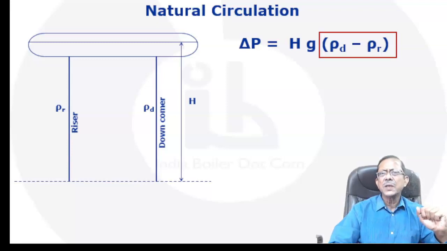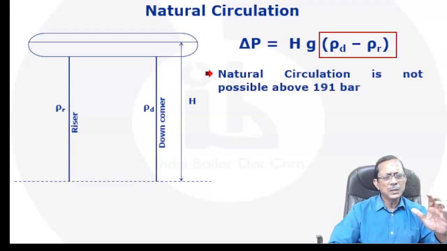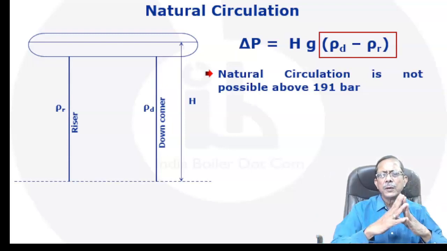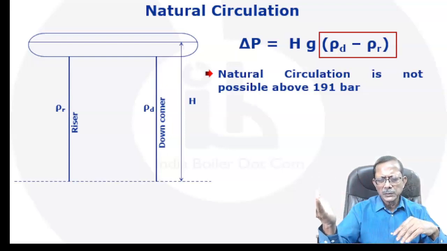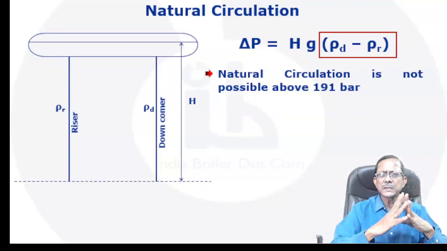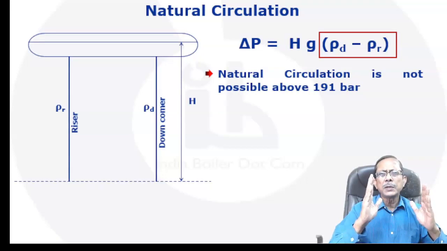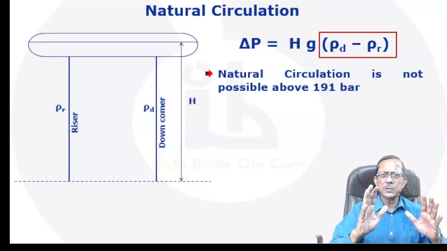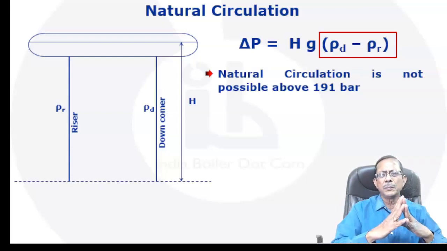But the fact is that it is not that natural circulation is impossible right at 160 bar. Why I'm saying this? Because I have seen a couple of 500 megawatt unit boilers. One I can tell you at NTPC Farakka, there is an Ansaldo boiler, which is a 500 megawatt boiler, which is under natural circulation, right? And the pressure of that boiler is around 190 ksc. So till 191 bar natural circulation is still possible, but not usually practiced.